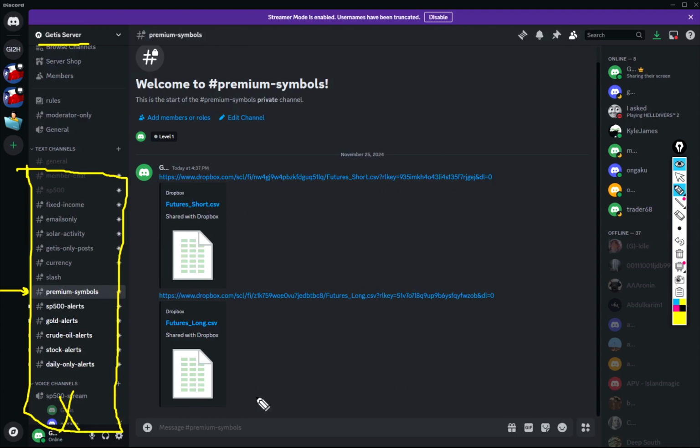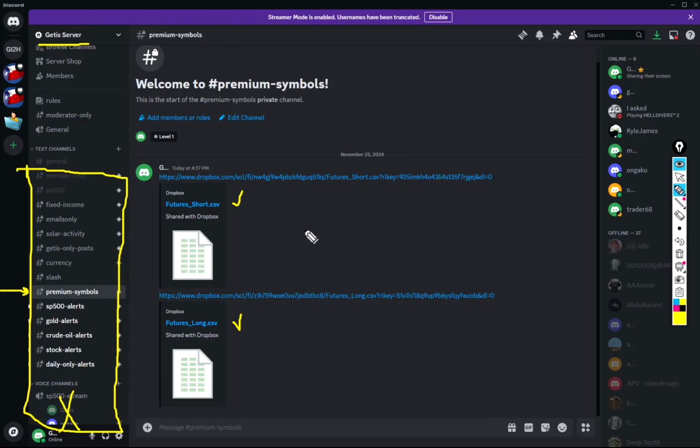So members, I just made this change, but this channel includes futures short and futures long. These are just CSV files. If you got Excel, or if you have Apache, which you can download for free, which is the same thing as Excel, it'll open up these files. And you can see what the symbols are.